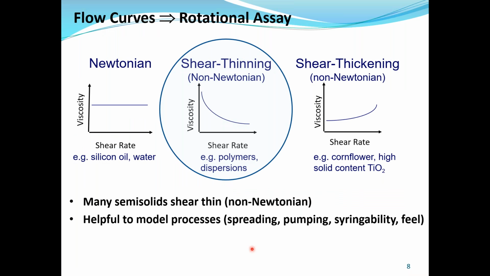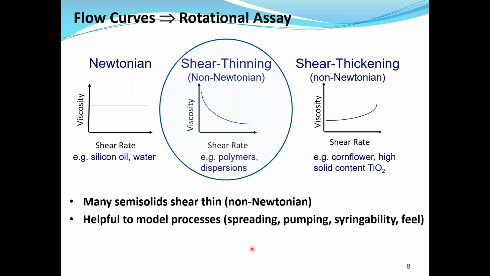So rheologically, most samples can be broken down into Newtonian and non-Newtonian. In the case of a Newtonian sample, as the shear rate is increased, viscosity remains the same. Typical examples are silicone oil, which we often use as our rheological standard, as well as water. Non-Newtonian samples will have a response based on a change in the shear rate. Most samples that we typically encounter will shear thin as the shear rate increases. They could be lotions, creams, ointments, and so on.